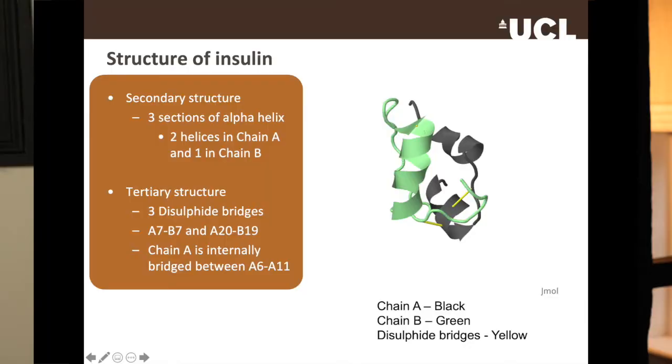So the primary structure is two amino acid chains, 21 amino acids and 30 amino acids in length. However, the insulin also has secondary, tertiary and quaternary structures. What would those be, I hear you ask, and the answer is shown on the screen in front of you. The secondary structure is those regions of the peptide chain that form either alpha helices or beta sheets. In insulin there are no beta sheets, but there are a number of alpha helices. There are two helices in chain A and one helix in chain B.